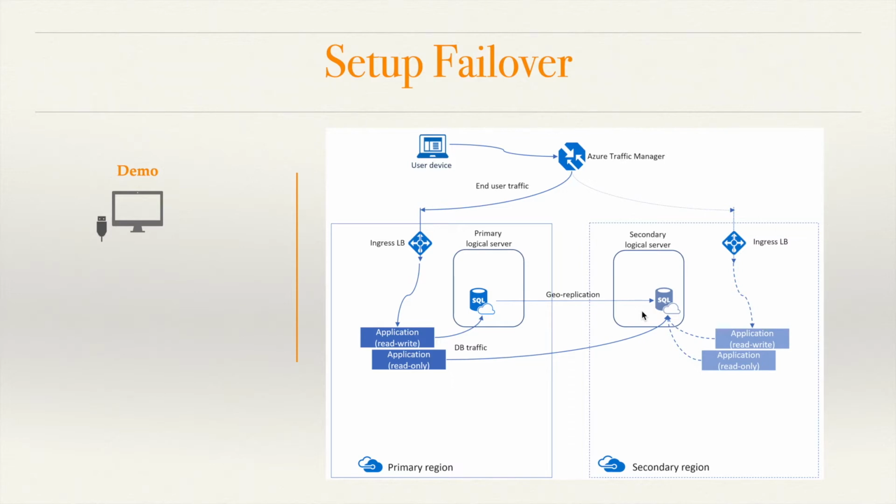The other case is when a disaster happens. In that case, Azure Traffic Manager will make sure it connects to the secondary location and makes it the primary for the time the primary location is down due to the disaster. Let's move on to the demo and see how we set up the failover in Azure.